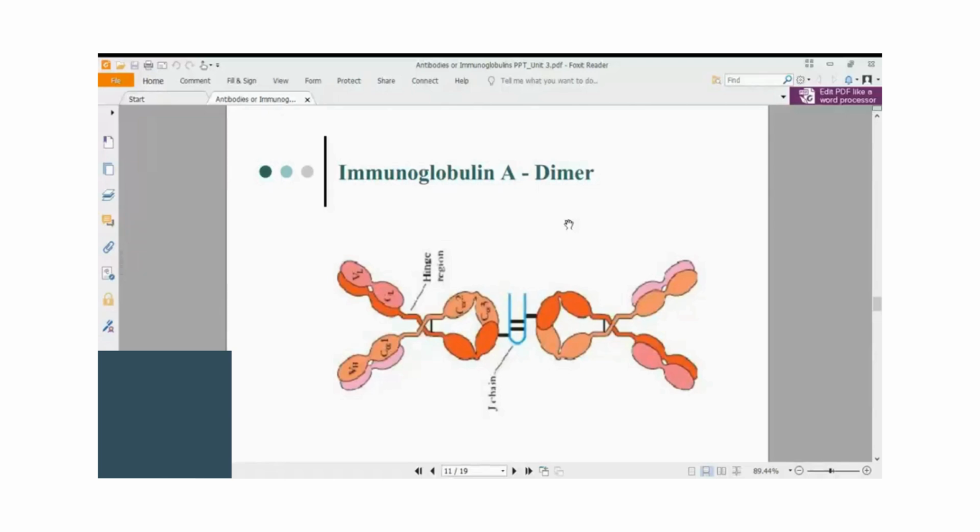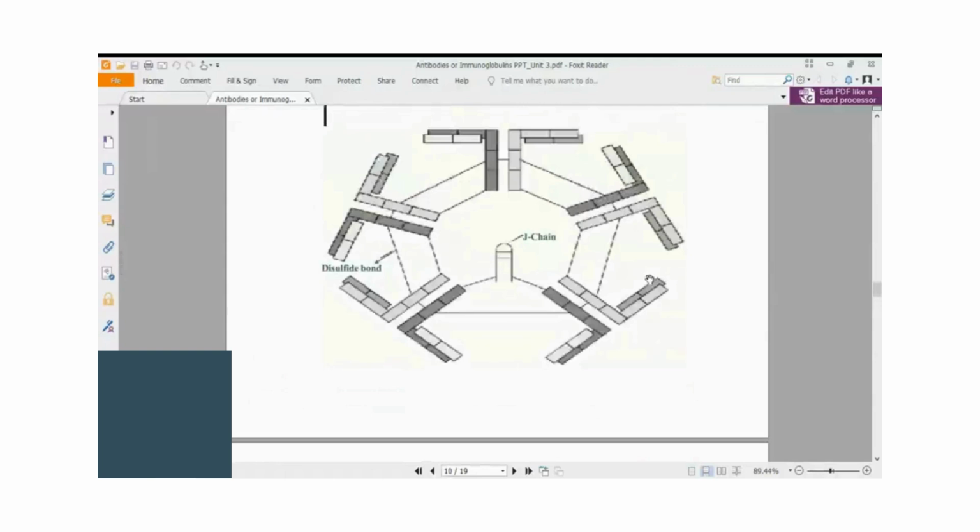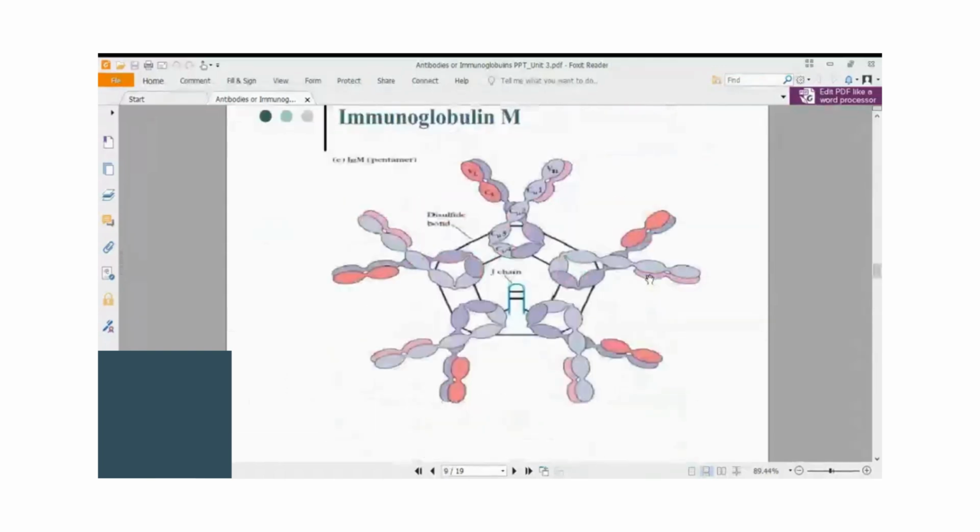Okay, so remember, the IgM molecule will not exist as a monomer in the serum. It will exist as a pentamer, and the monomer is seen only bound to the B lymphocyte as the receptor of the B lymphocyte.